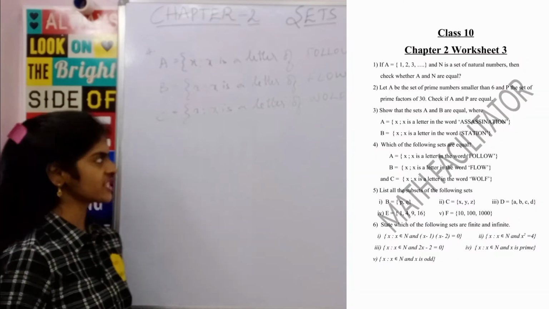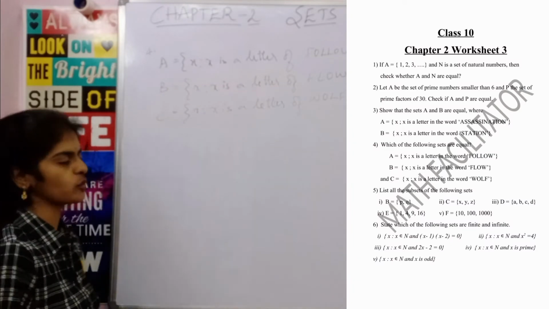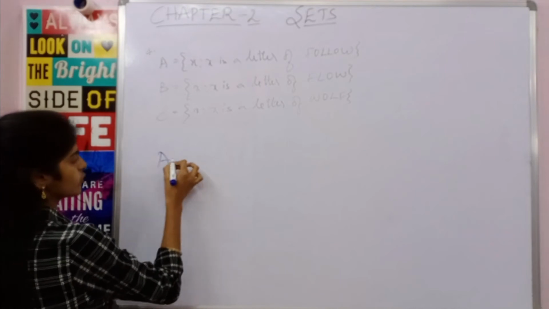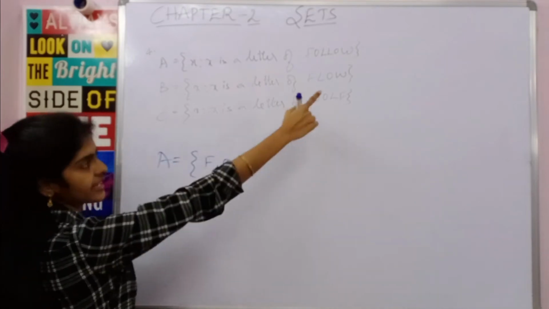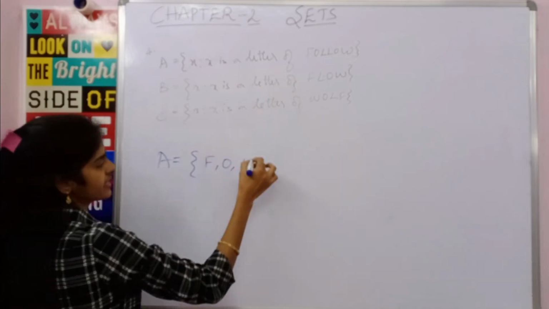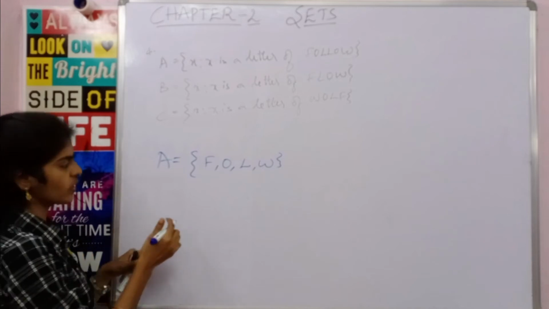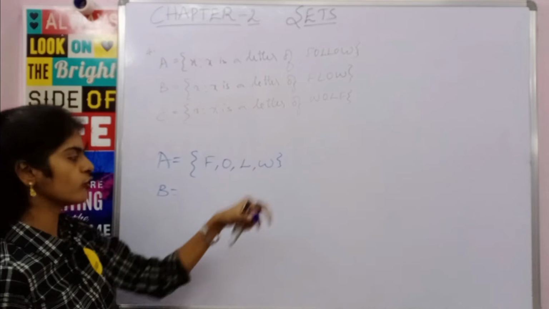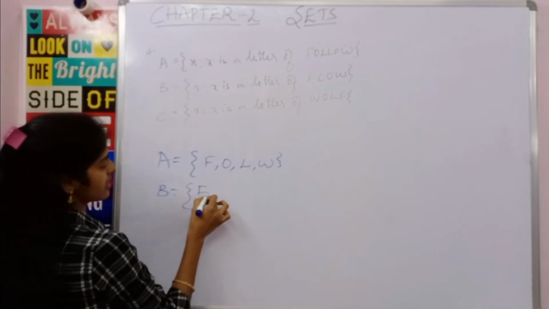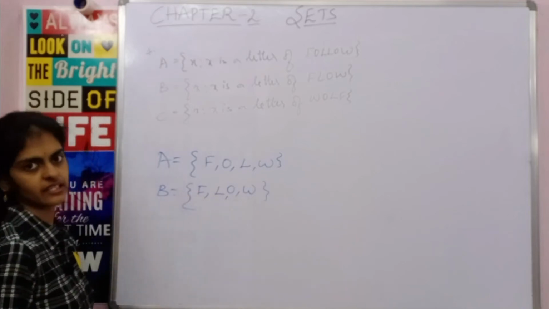So moving on to the next question, A is a set of elements X such that X is a letter of follow. Writing A in roster form, you have F, O, L, again L is repeated, O is repeated, so W is new. So we remove the elements which are repeated. Now B is a set of elements containing X such that X is a letter of flow. So what are the letters? F, L, O, W. Every letter is unique, so I am writing all the letters.